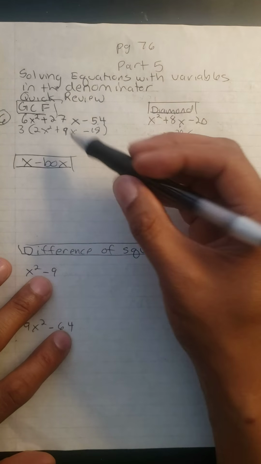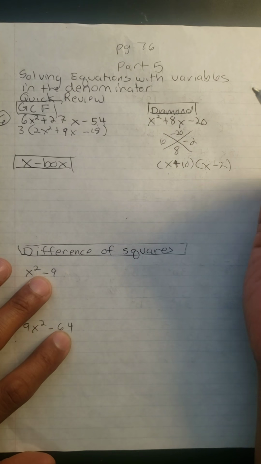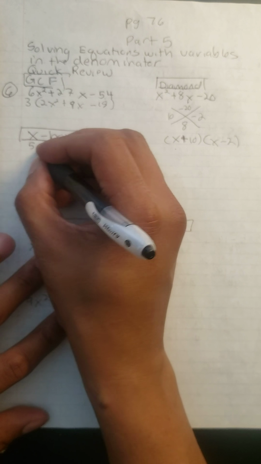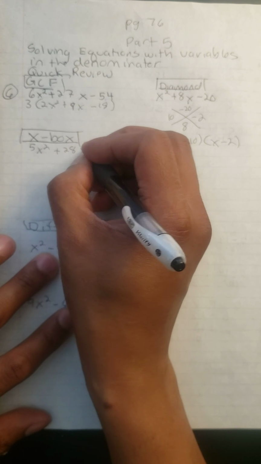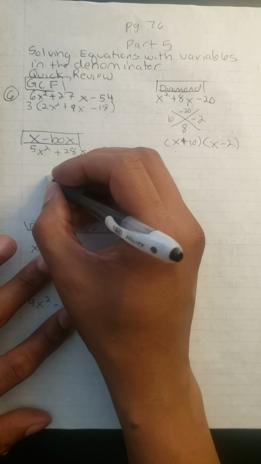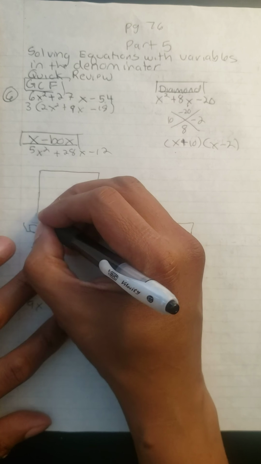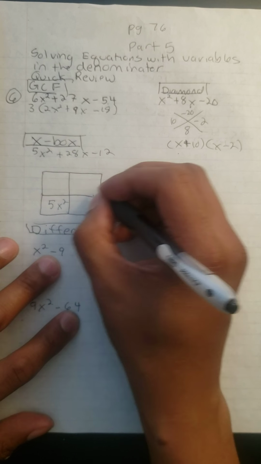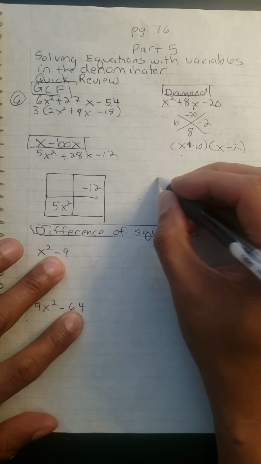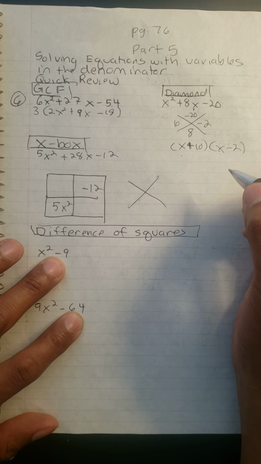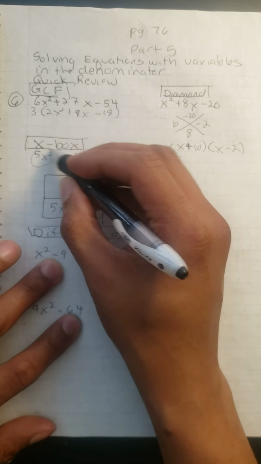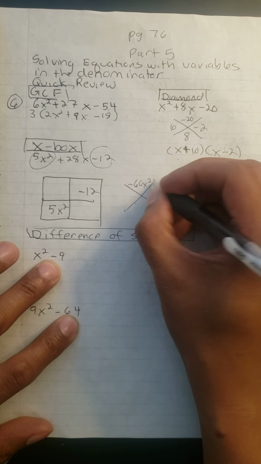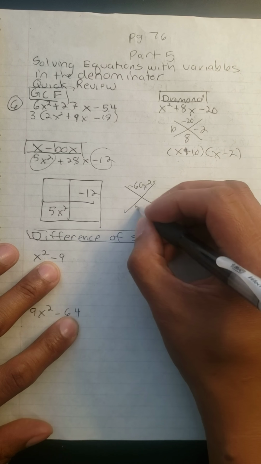And then remember, if you can't factor something out, you have to do the box. So let me give you an example of that. That would be 5x squared plus 28x minus 12. So remember, I always put the 5x squared there and the negative 12 there. And then you have to multiply these two. 5x squared times negative 12 gives you negative 60x squared, and you put the 28 on the bottom.